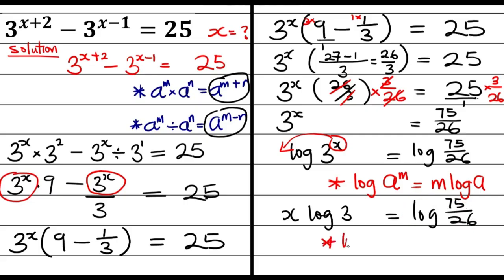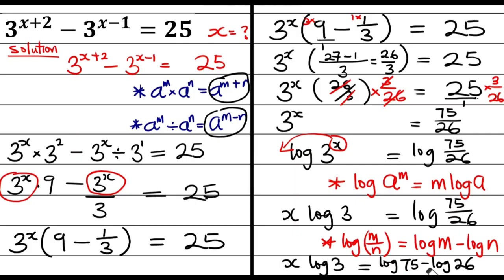There is a certain rule I'm going to apply to this right hand side, which says if I have log of m over n, this is going to be equal to log of m minus log of n. If I apply this rule, I'm going to have x log of 3 now equal to log of 75 minus log of 26. Therefore, I'm going to divide both sides by log of 3, so I can have what I'm looking for at the left hand side and everything else at the right hand side.